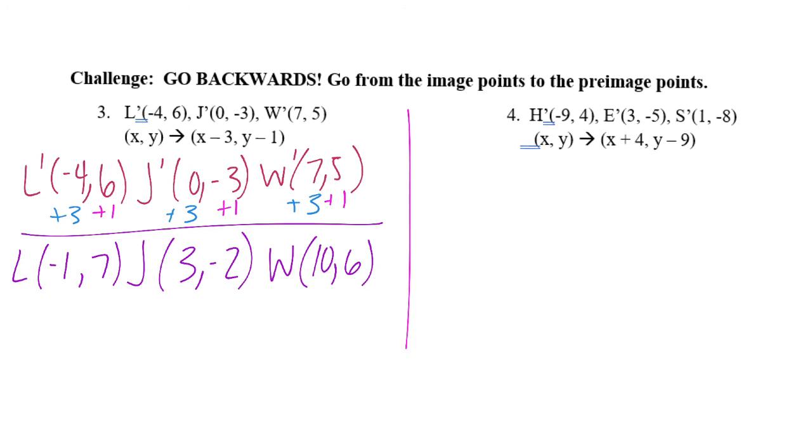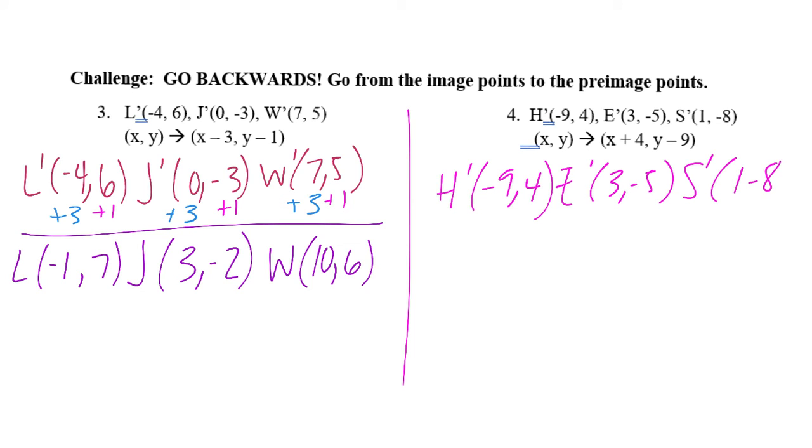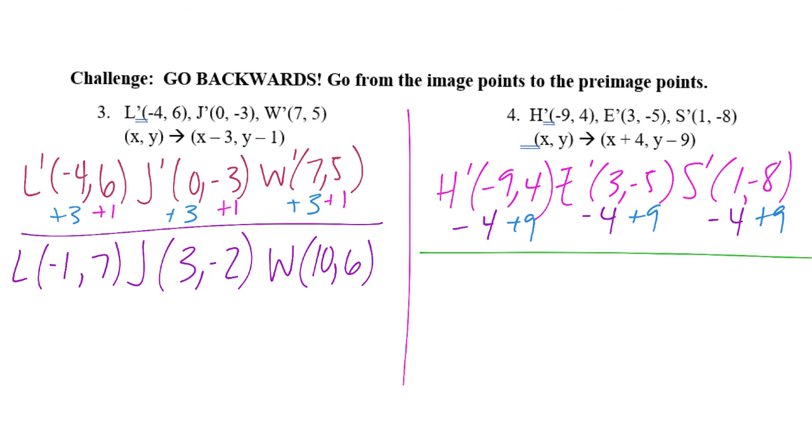All right, so then number 4, same thing. I'm going to write down the points first. Okay, and then I want to do the opposite operation of what was done. So x, they added 4, so I want to do the opposite of that. So I want to subtract 4 from each of my x values. And then the y values, they minus 9, so I want to add 9. I want to do the opposite. So add 9. All right, so now I need to do that.